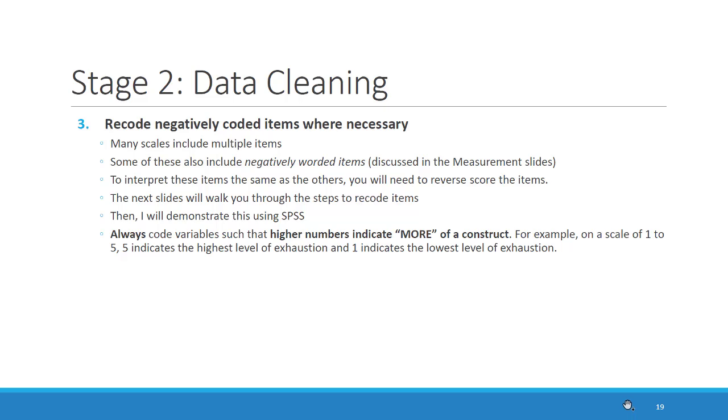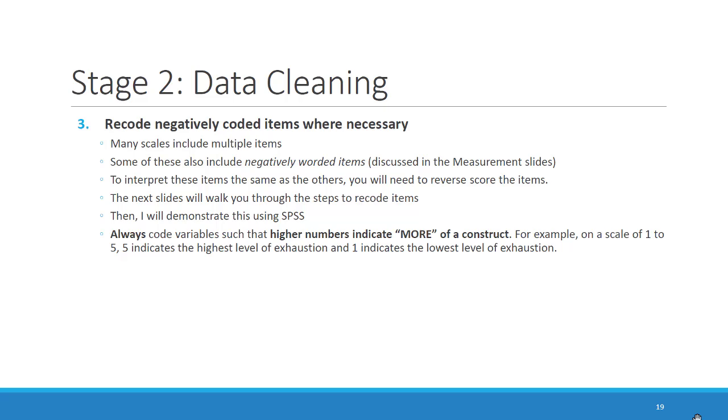Number 3, you want to recode negatively coded items where necessary, and this indeed is something that you will have to do for your paper number 2 data analysis. The idea behind this is that many scales include multiple items. I just mentioned that the exhaustion scale has 8 items, Work School Conflict has 5, Negative Affect has 10. So some of these also include negatively worded items. Again, if you're not clear about what I mean by that, please check out the measurement slides and video for more information. So in order to interpret these items the same as the others, you will need to reverse score them. So the next slides will walk you through the steps to recode the items, and I'll demonstrate this using SPSS.